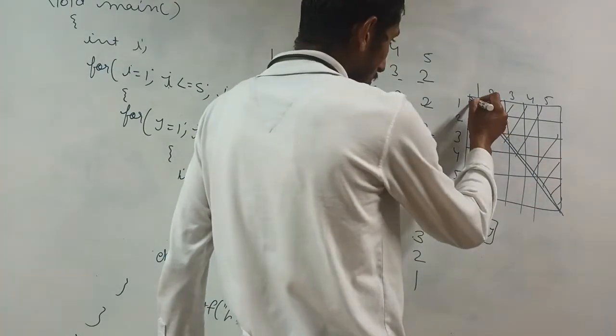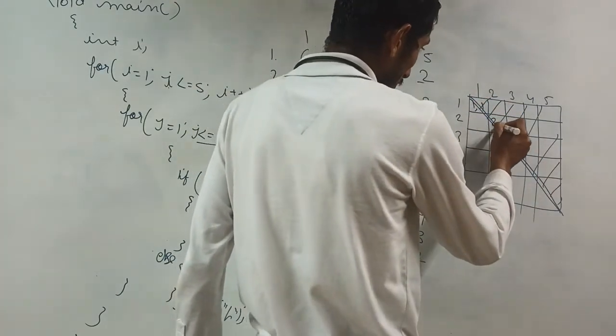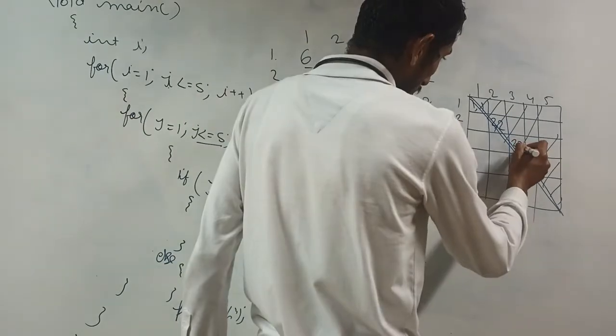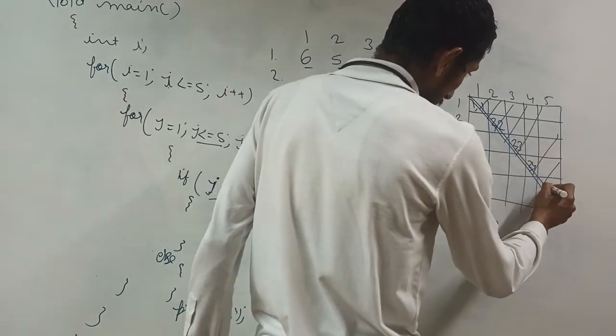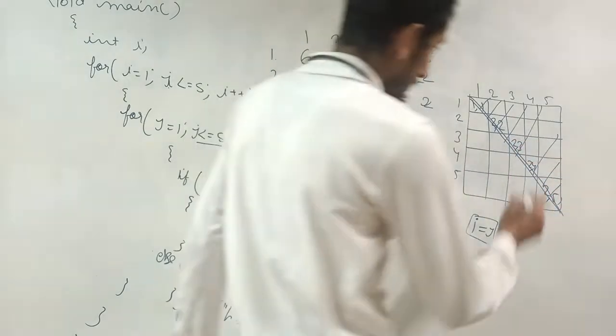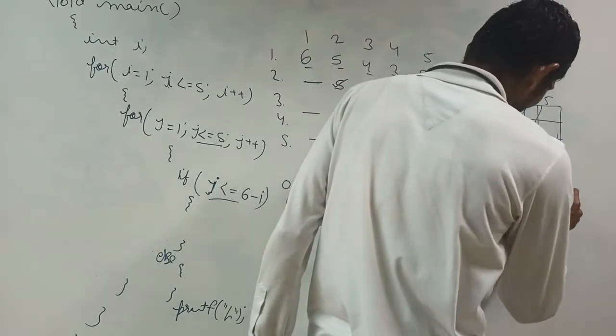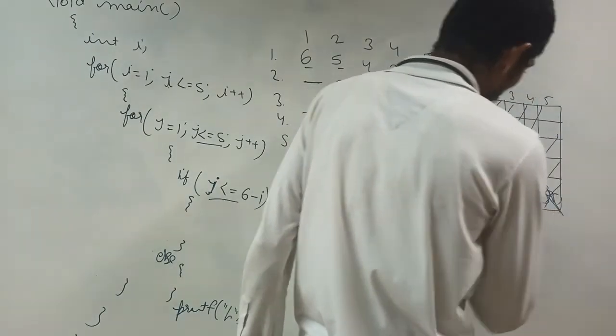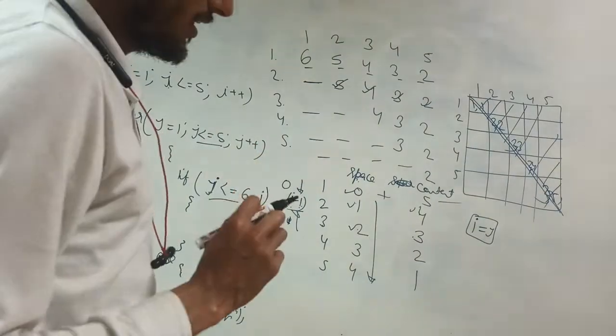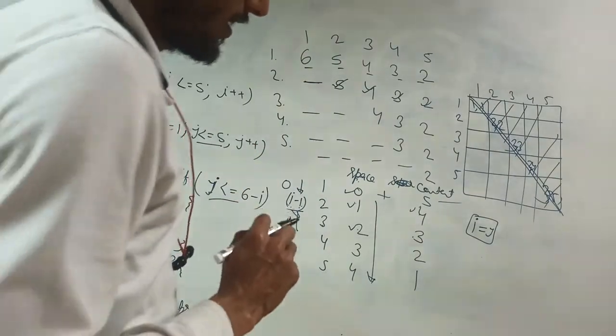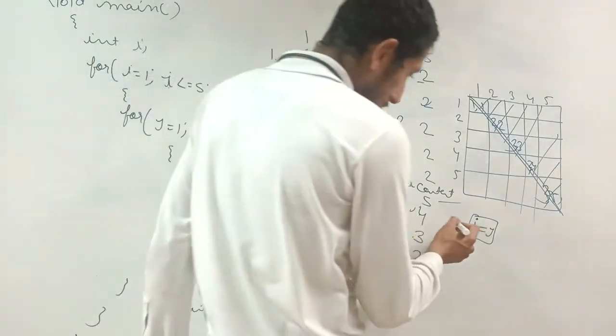Because here the value of i is 1 and j is 1, then i is 2 and j is 2, i is 3 and j is 3, 4 and 4, 5 and 5. Okay, so if we look closely, what is the equation of this line? The equation of this line is i equal to j.